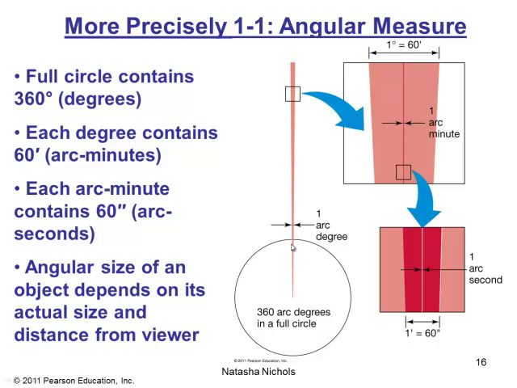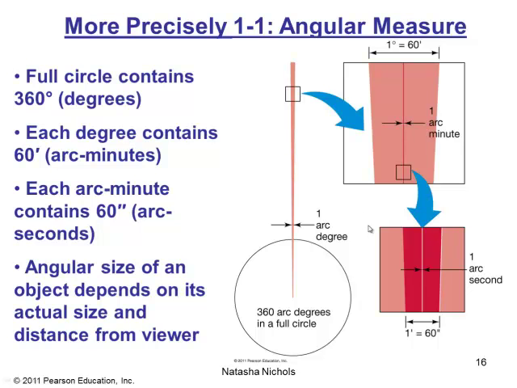Each degree in itself can be broken into 60 parts, which we call arc minutes. So if we take this and break it into 60 parts and we zoom in, we have 1 degree, and that's the symbol for degree, is equal to 60 arc minutes, and that's the symbol for arc minutes. Each arc minute in turn can be broken into 60 more pieces, which we call arc seconds. So 1 arc minute contains 60 arc seconds.